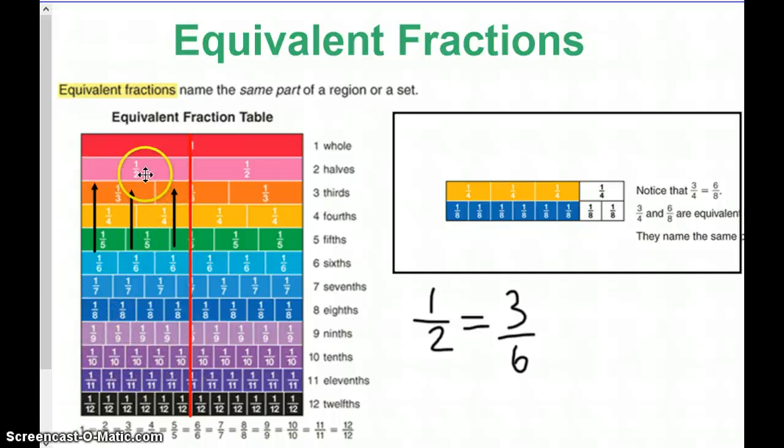5/10 would fit exactly into 1/2, and 6/12. So using the fraction table is a great way of looking for equivalent fractions as well. If you look over here, we have 3/4. You'll notice that 6/8 takes up the same amount of space. So they are equivalent. They name the same amount. They name the same fraction.